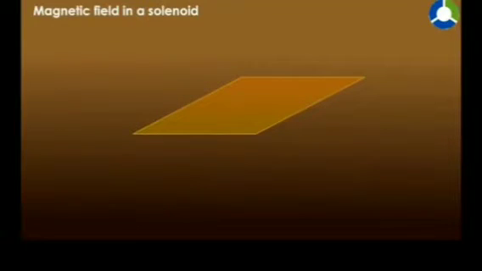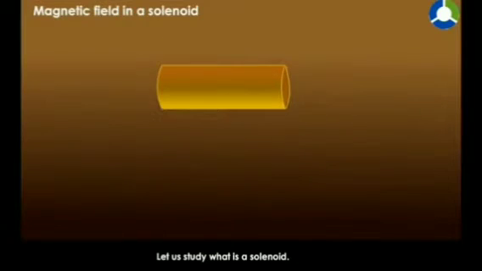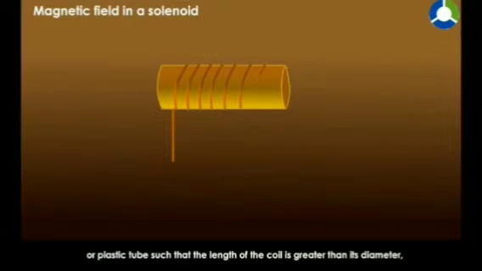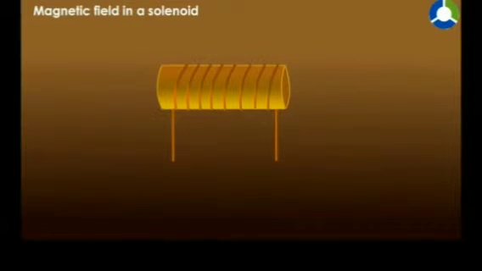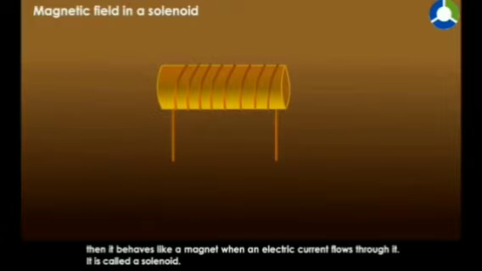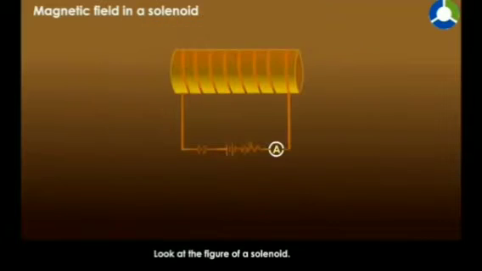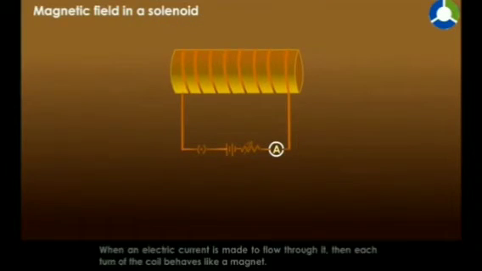Magnetic field in a solenoid. Let us study what is a solenoid. An insulated copper coil is wound around some cylindrical cardboard or plastic tube such that the length of the coil is greater than its diameter. Then it behaves like a magnet when an electric current flows through it. It is called a solenoid. Look at the figure of a solenoid.